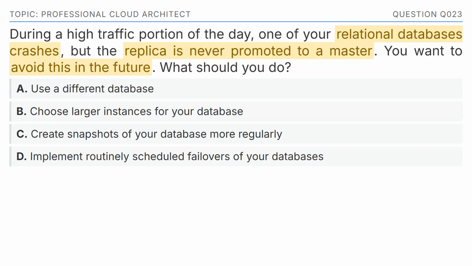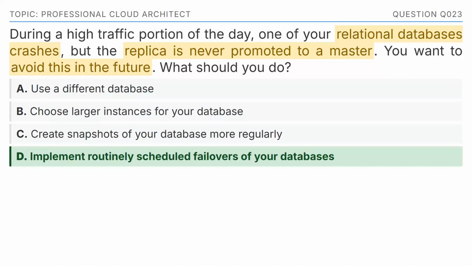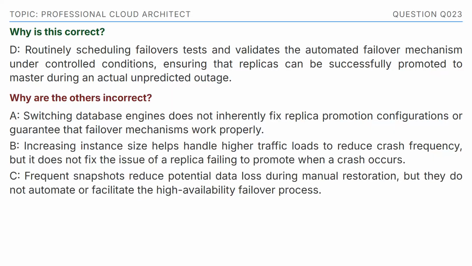To arrive at the correct answer, we focus on the keywords: relational databases crashes, replica is never promoted to a master. Avoid this in the future. The correct answer is option D, implement routinely scheduled failovers of your databases. Why is this correct? D. Routinely scheduling failovers tests and validates the automated failover mechanism under controlled conditions, ensuring that replicas can be successfully promoted to master during an actual unpredicted outage.